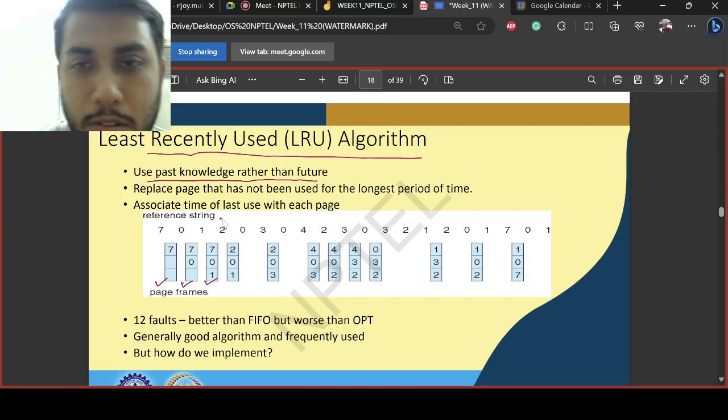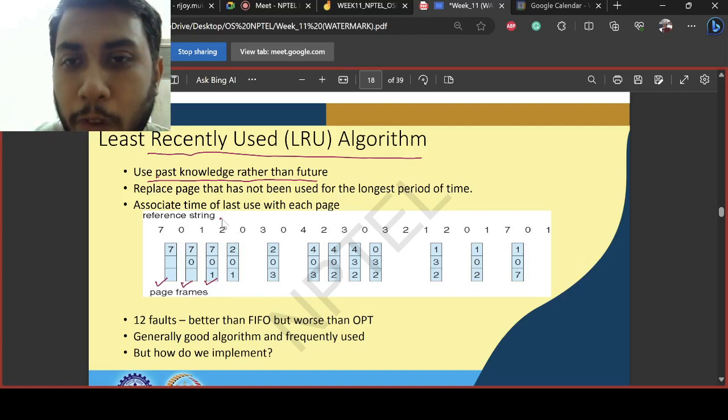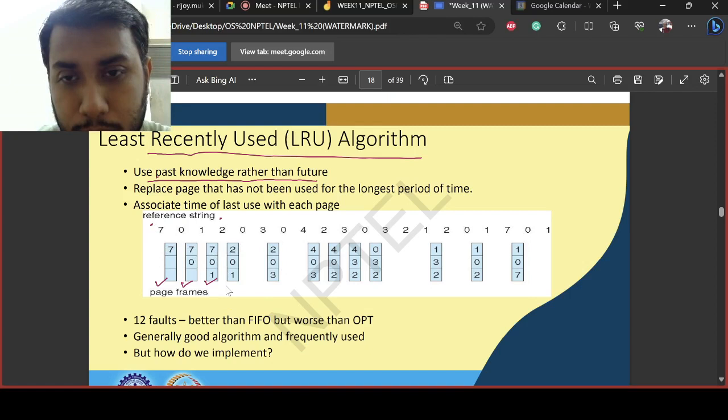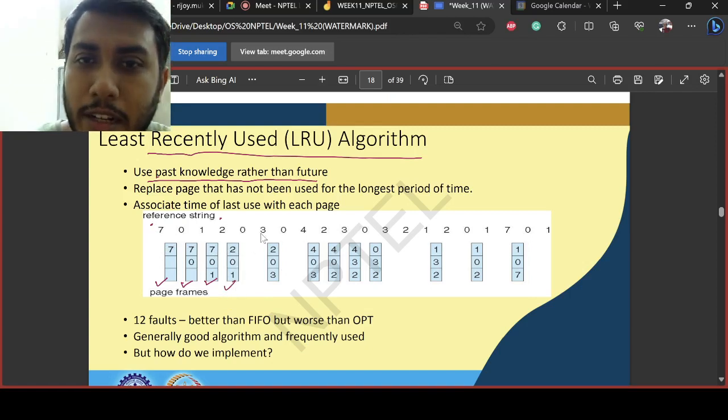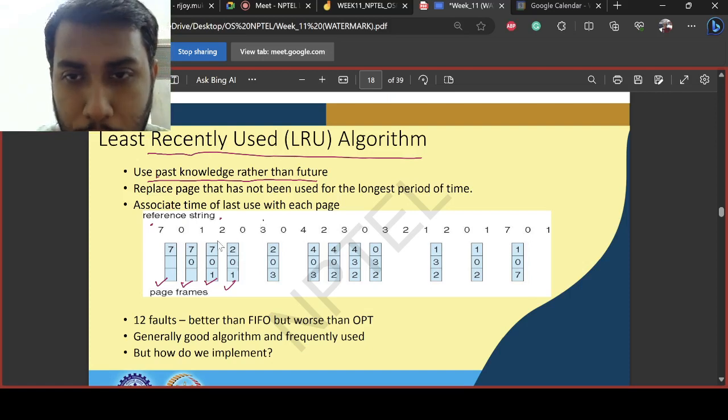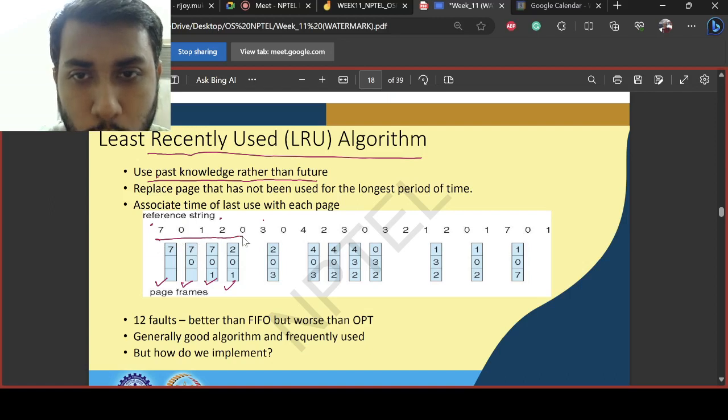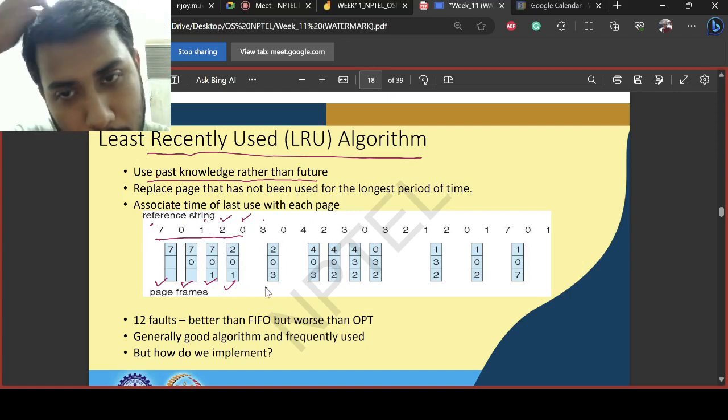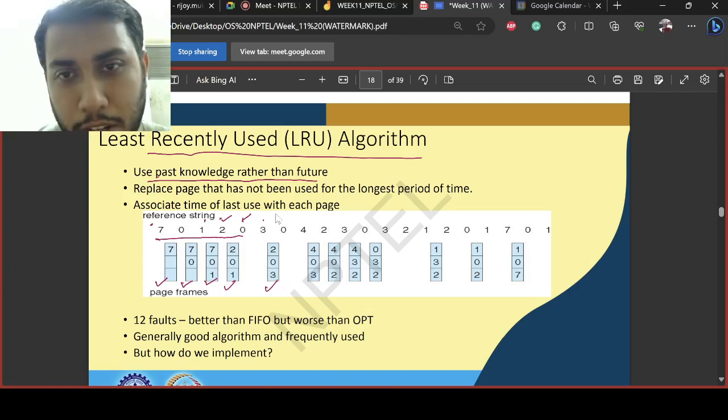Now 2 is requested. So which of the following have been least recently used of 7, 0 and 1? That is 7, right? So 7 will be replaced. 0 is already present. Now 3 is requested. Now which have been least recently used between 2, 0 and 1? We just look at this history. We see 0 has been used recently. We see 2 has been used recently. But 1 has not been used for a long time. So we will replace 1. Right? So that is how your replacement occurs here.